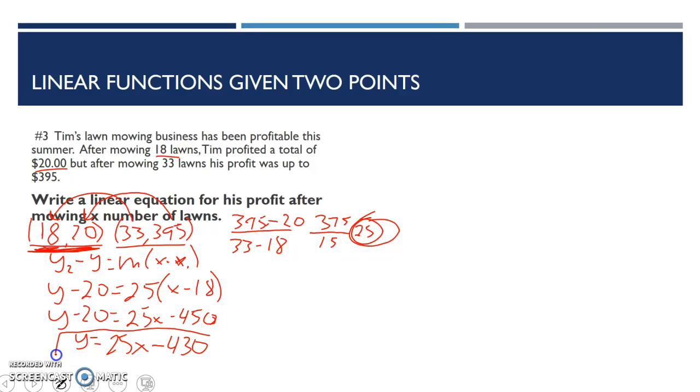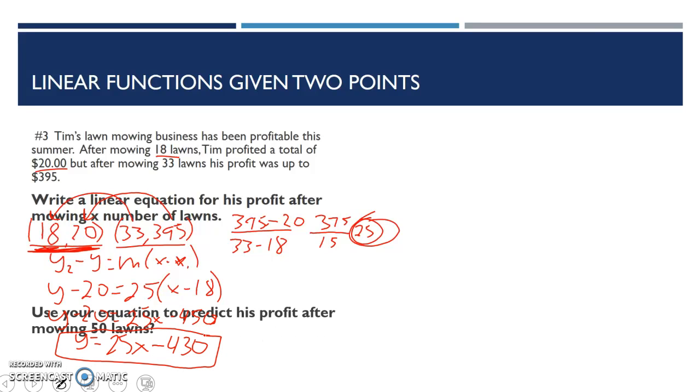What that means is he must have spent $430 on equipment, maybe his lawnmower, maybe his trimmer, maybe a weed whacker, on just supplies that he would need in order to start his business, to start to make money. And so there's our equation.